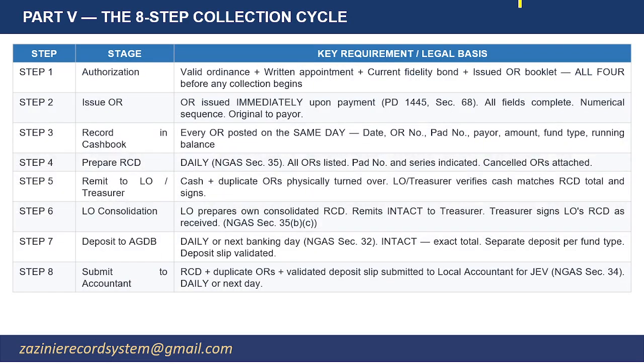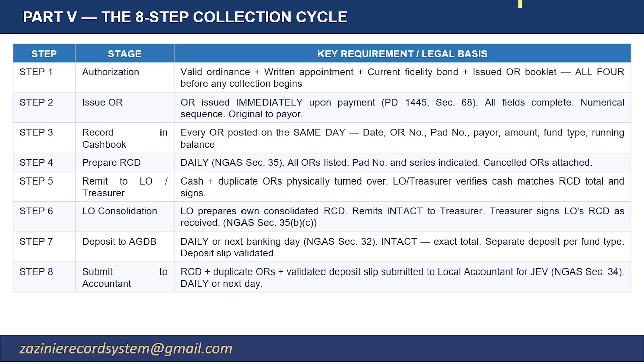Part 5, the 8-step collection cycle. Step 1, authorization, requires 4 things together before any collection may begin: a valid local ordinance, a written appointment naming the collector, a current fidelity bond, and an officially issued receipt booklet. Step 2, the collector issues the official receipt immediately upon receiving payment. Step 3, records the transaction in the cash book the same day. Step 4, prepares the daily report of collections and deposits. Step 5, remits the cash to the liquidating officer or directly to the treasurer.